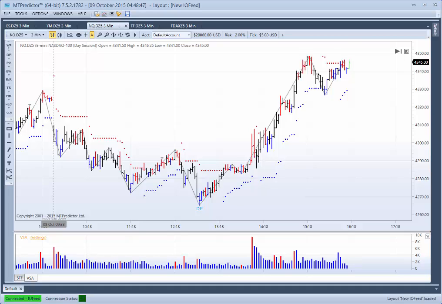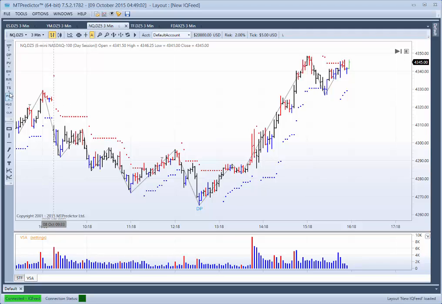In today's video I'd like to look at another very good example of our VSA setup, or volume spike analysis setup, we have in MTPredictor. At the moment it's a manual trade setup, so it's not found by our automatic setup.